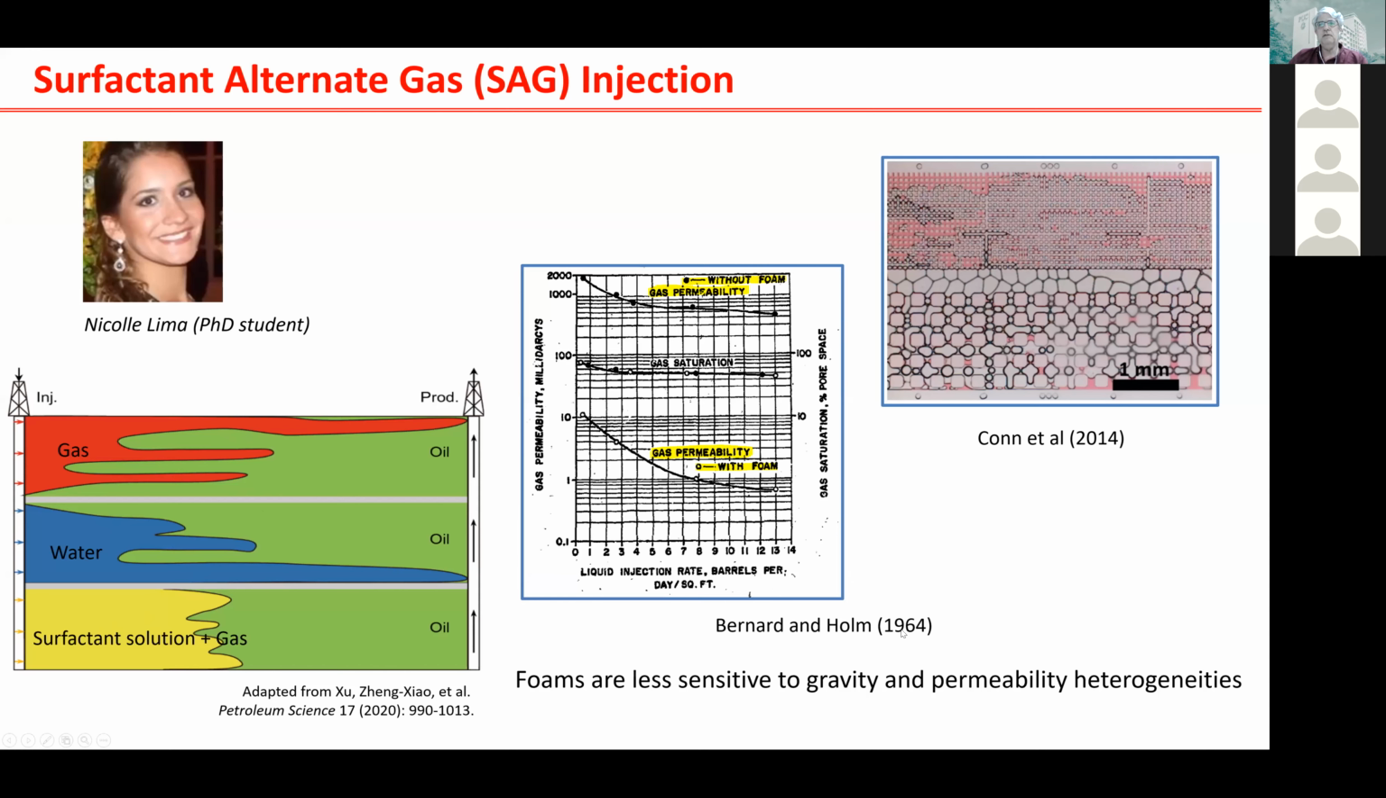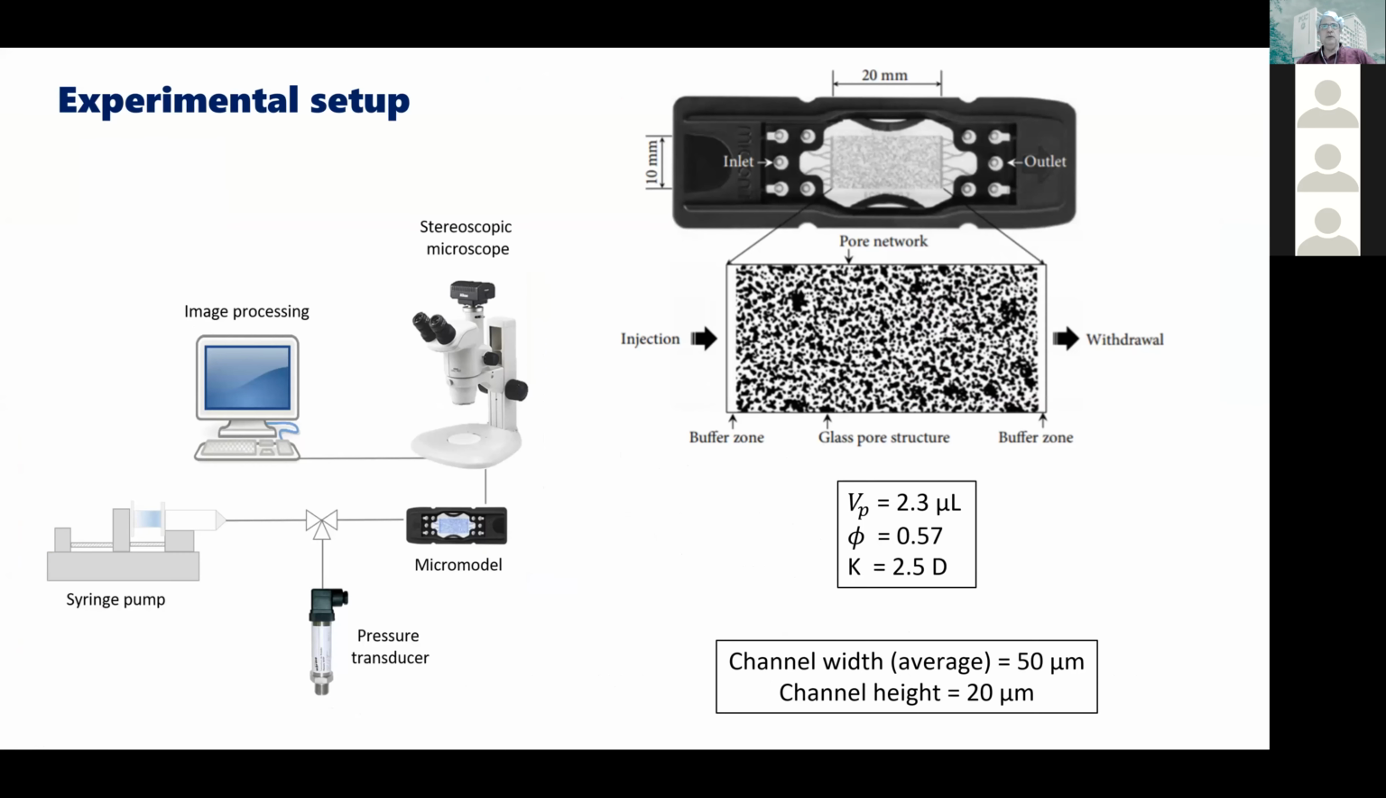So this is very old data that shows that the gas permeability with foam is much less than the gas permeability without foam. So you can really lower the permeability of the gas phase by having this foam. This is some visualization experiment done at Lisa Biswal's group at Rice, showing how, when you form the foam, you're able to displace the liquids in a more uniform way. So what Nicole is doing, in this part of her thesis that I'm showing you here, is trying to displace oil doing this alternate surfactant solution with gas.